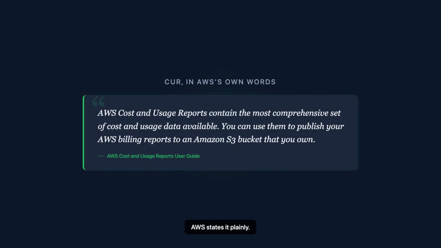Amazon Web Services states it plainly. Cost and usage reports contain the most comprehensive set of cost and usage data available, and you can use them to publish your billing reports to an Amazon S3 bucket that you own. Two phrases to hold on to there: most comprehensive and S3 bucket that you own. Whenever a question pairs the words most granular or line item detail with delivery to S3 for a finance or business intelligence team, that's the cost and usage report.